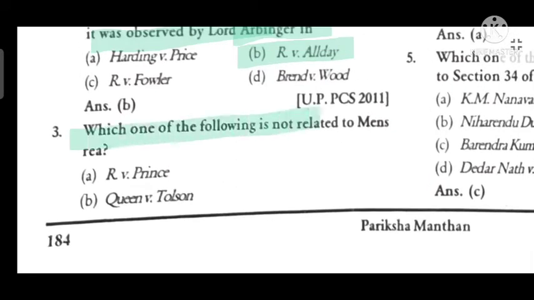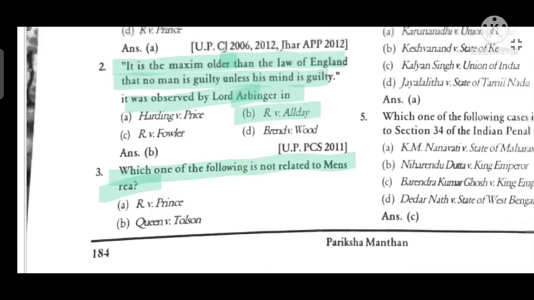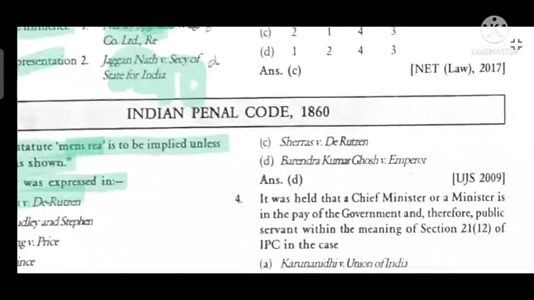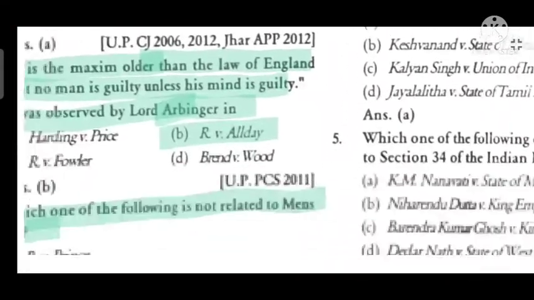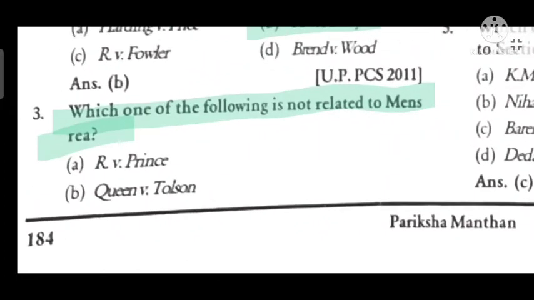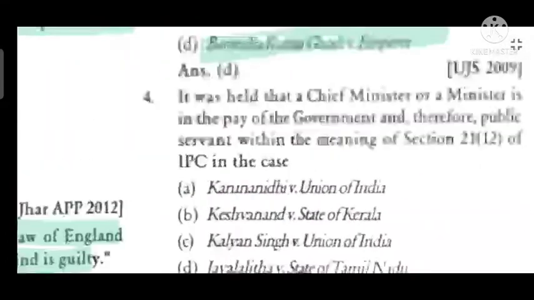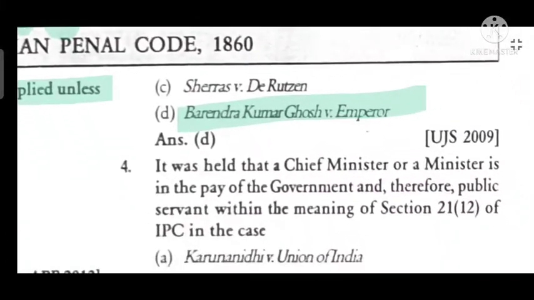Which one of the following cases is not related to mens rea? Barendra Kumar Ghosh versus King Emperor. Which one is related to mens rea? R versus Prince, Queen versus Tolson, Sherras versus De Rutzen.